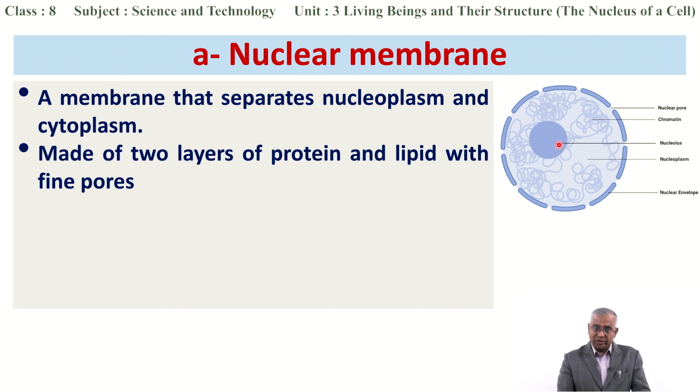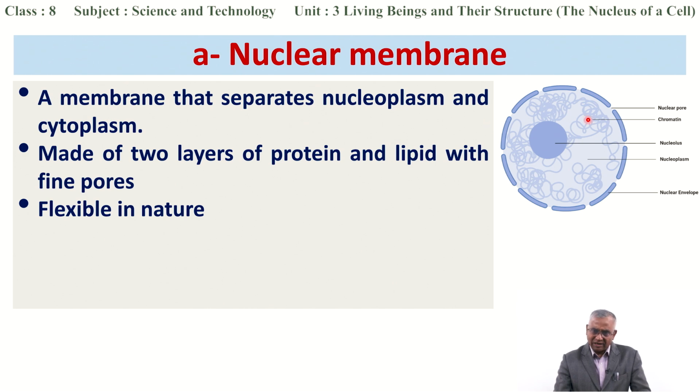Now the next point is that it is made of 2 layers. They are double layered, a double layer component of a cell, and they are made of protein and lipid. You know what lipid is? Lipid is a simple form of fat. I told you that I can say all the components of a cell are made of fat, protein, and carbohydrate. So that is made up of 2 things, protein and fat. The simple form of fat is lipid, with fine pores. So these fine pores are termed what? Nuclear pore.